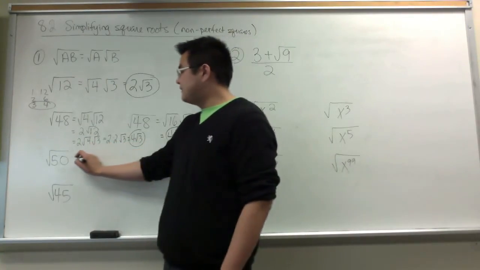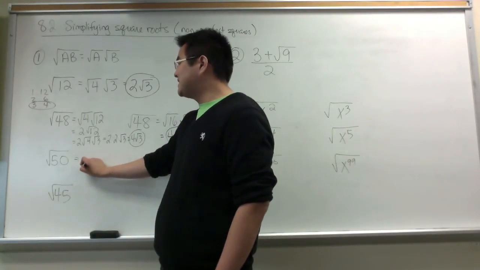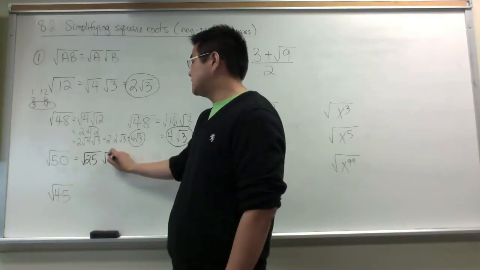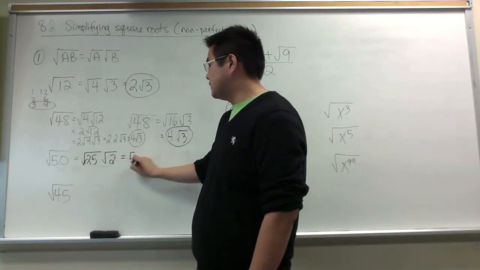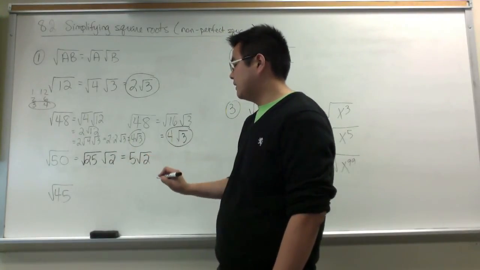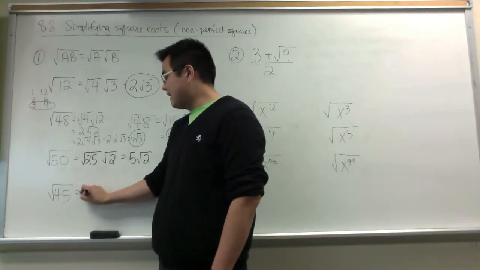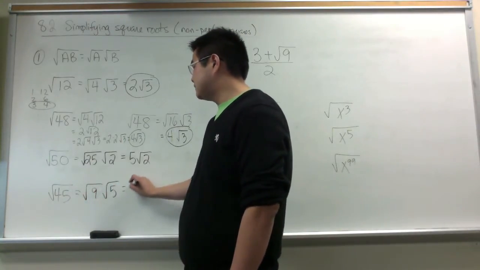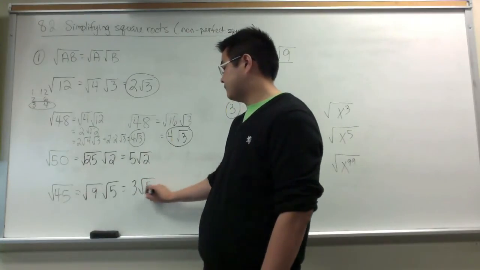So in the next example, square root of 50, this one doesn't have two options, but we're going to break this up into square root of 25 and square root of 2. And so this one is 5 root 2. And then square root of 45, we're going to break this up into 9 and 5, which is 3 root 5.